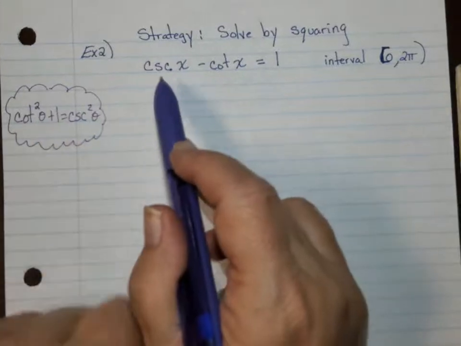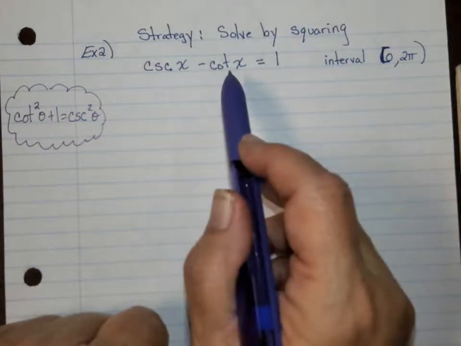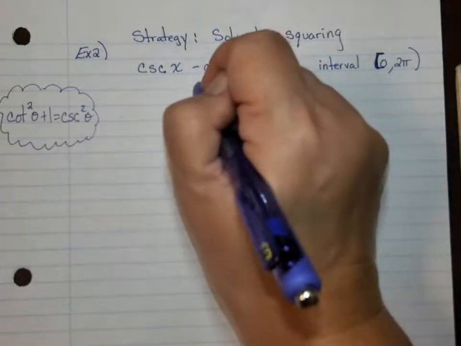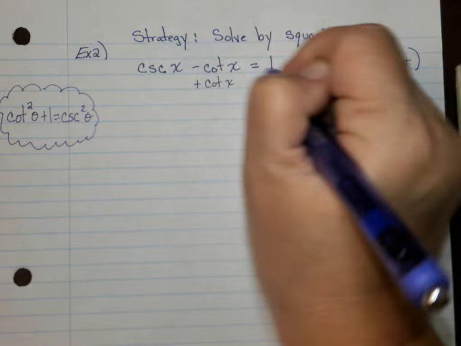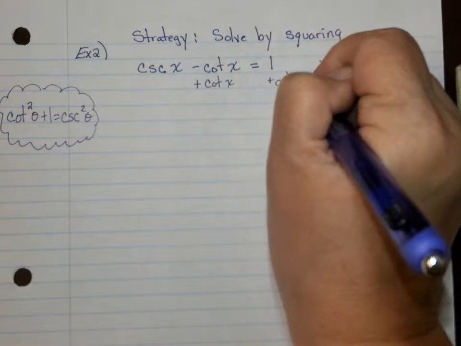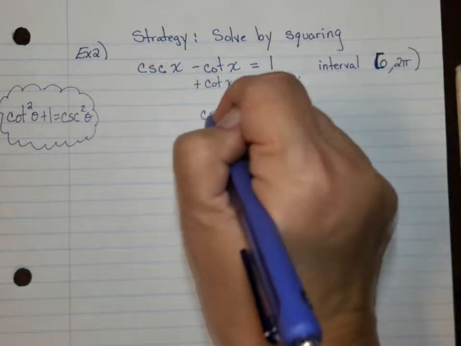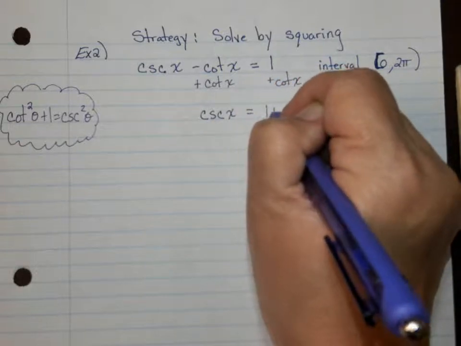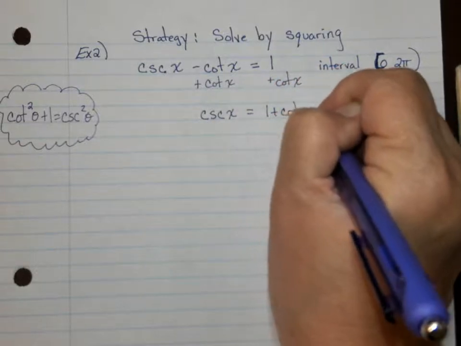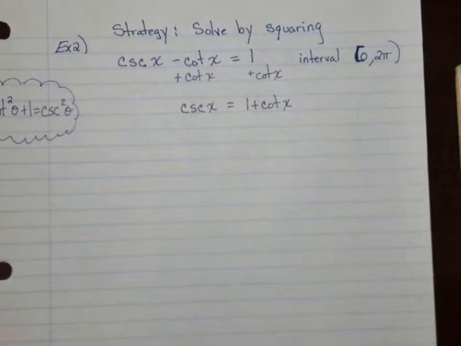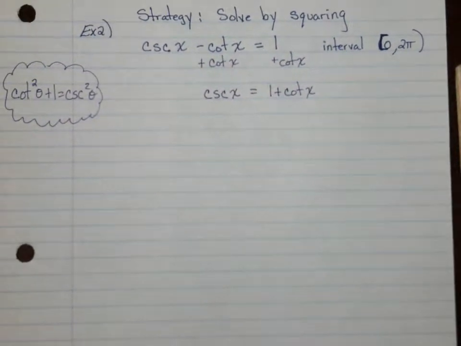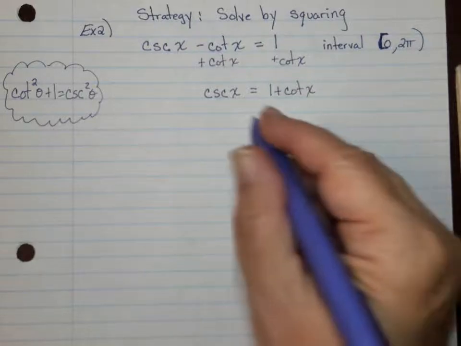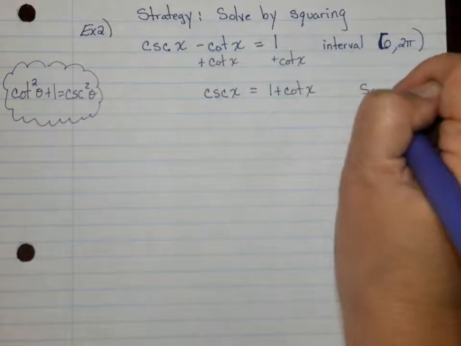Following that logic? So I want to go back to my original equation here, and I want to do what I can to get cosecant by itself. So I'll add a cotangent of x to both sides. I'll then have cosecant x equals 1 plus cotangent x. And now at this point, I'm going to square both sides.